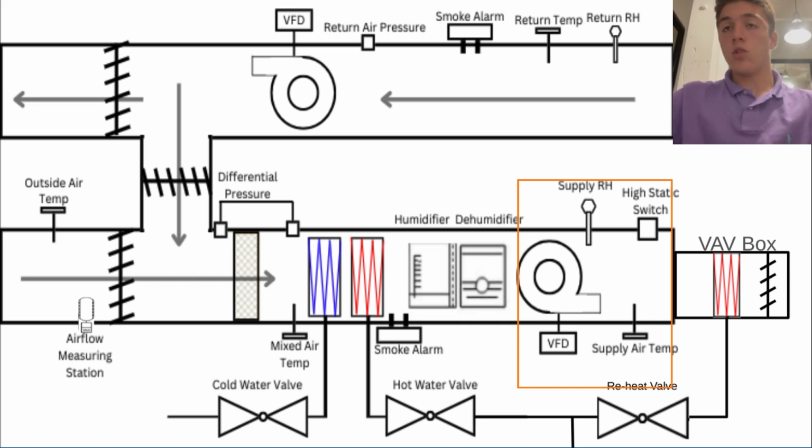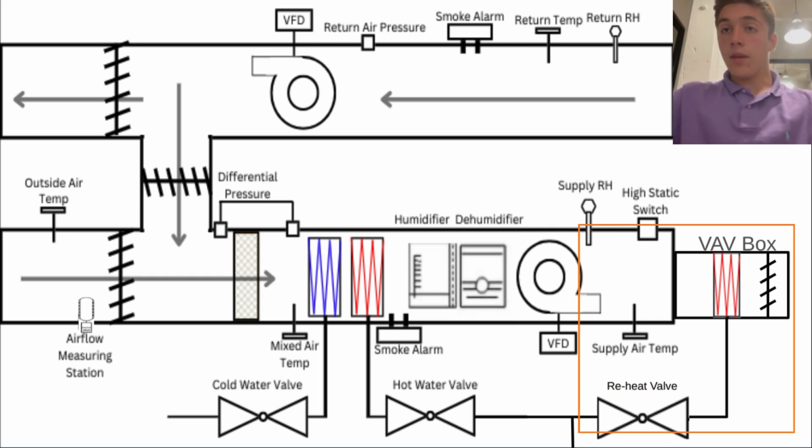And a high static switch is activated if it detects fire, and then it closes the AHU to make sure that no smoke gets in. Then we have the reheat valve going to the VAV box. That's just connected to the heating coil in case the cold air needs to be heated up again, just because that one room wanted a warmer temperature, then that can be activated.